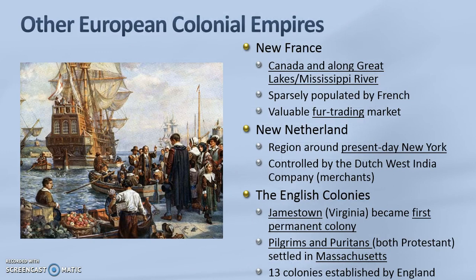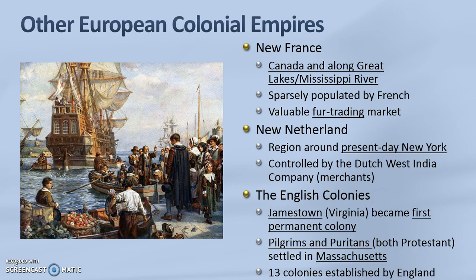Other countries are going to partake in the colonization of the Americas. France is going to colonize in what is today Canada and also along the Great Lakes and the Mississippi River. The French don't really populate the area. They're more interested in the fur trading market that is very valuable to them, but they're not very interested in building colonies in this area.